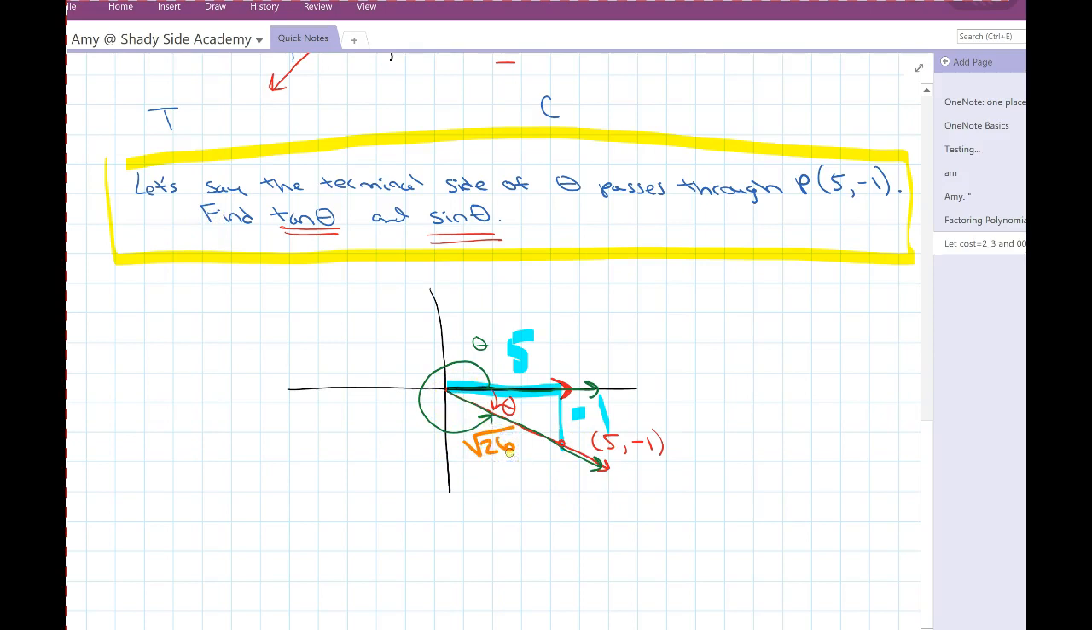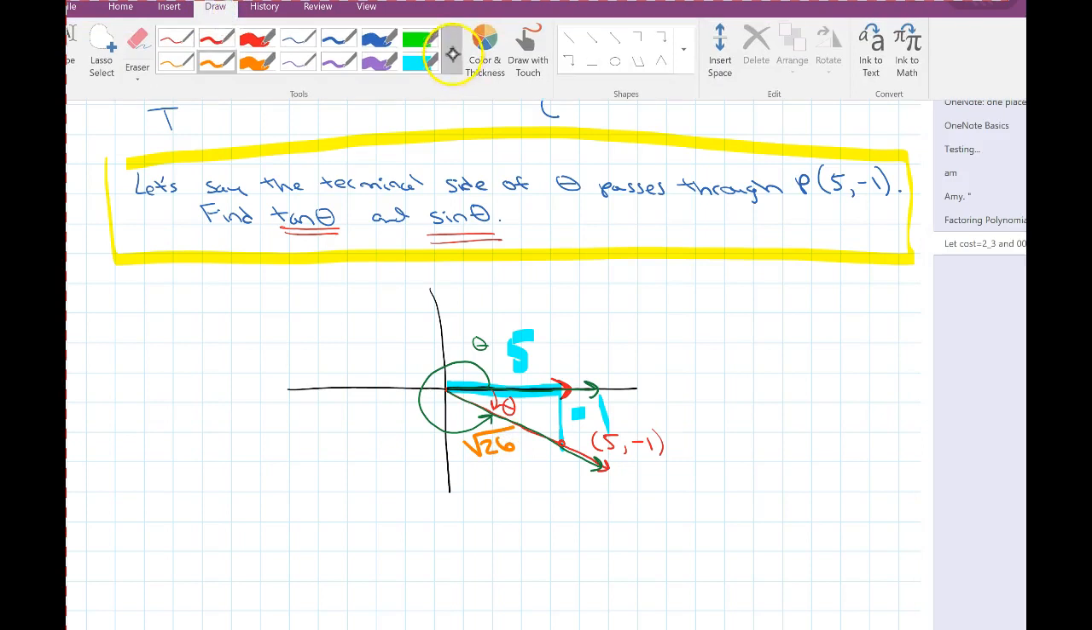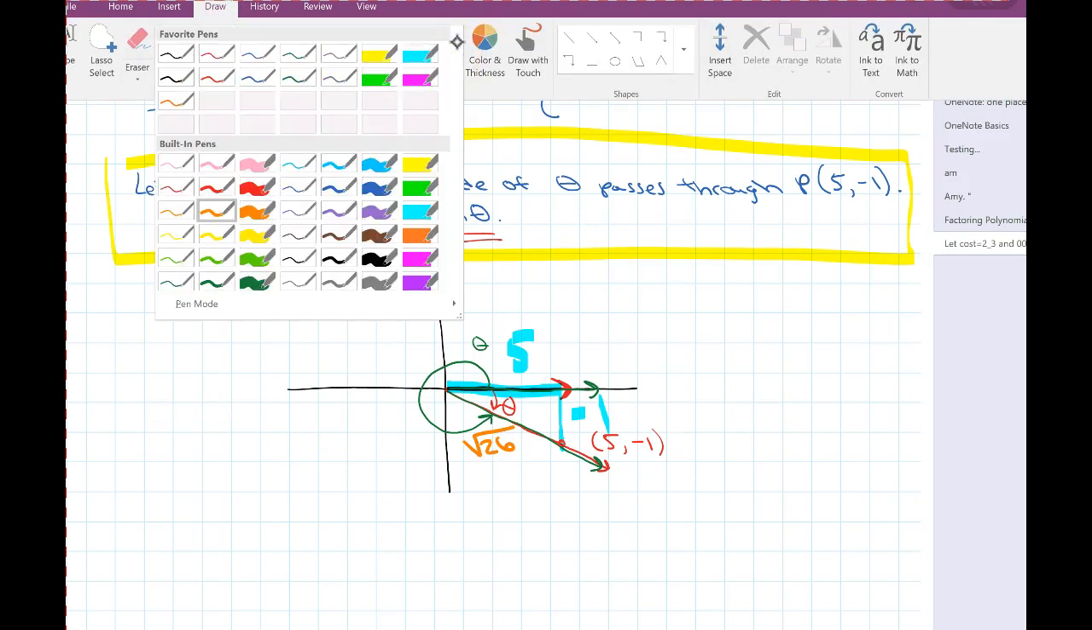I had no idea I had orange. That is the most exciting thing ever. Look at all the colors I have. I'm so excited. Very good. Okay, good. I'll use pink.